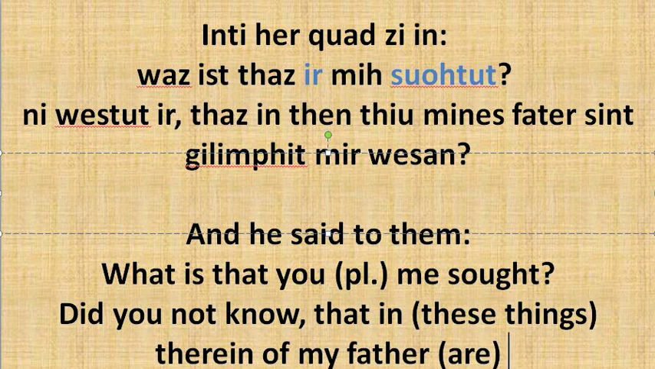Okay, so the next part is pretty interesting. So, glimfit mir wesson. The verb here, glimfan, or glimfen, if you will, or I believe it's glimfan, yeah, or glimfen. I have to check on that. Anyway, the point is that this is an impersonal verb. Some verbs, you know, take the impersonal. For example, for those of you who know Old English, to say I like that, it's like me.